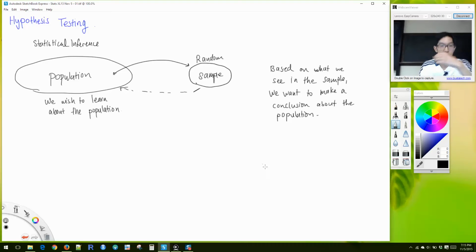Okay, and so with hypothesis testing, let me just contrast hypothesis testing with confidence intervals. They're kind of like two sides to the same coin. With confidence intervals, we look at the sample and just kind of let the data speak for itself and say, based on what we see in the sample, we think the mean of the population is between here and here. That's with a confidence interval.